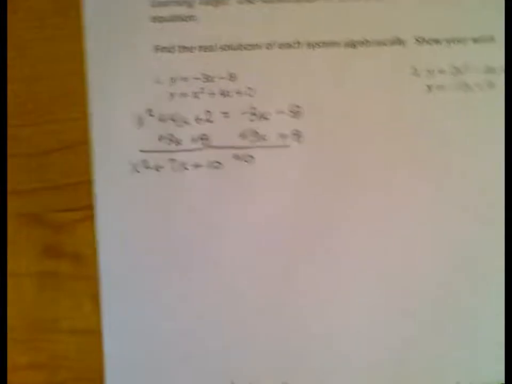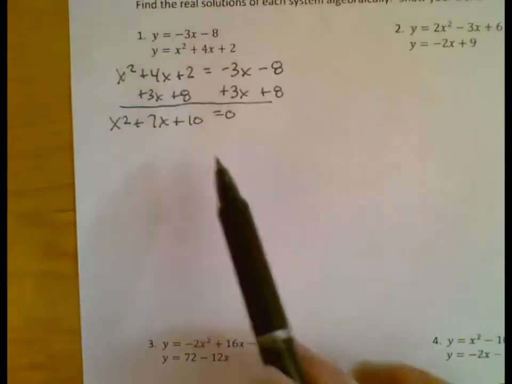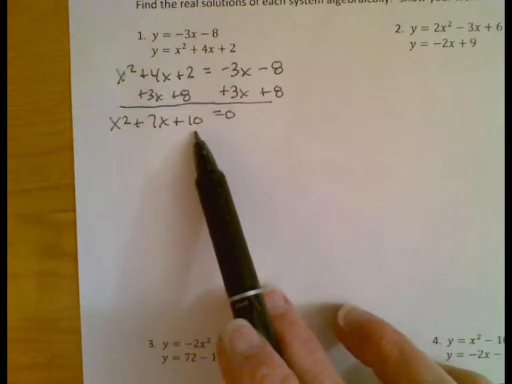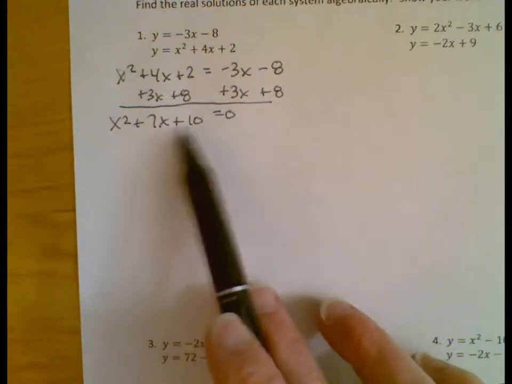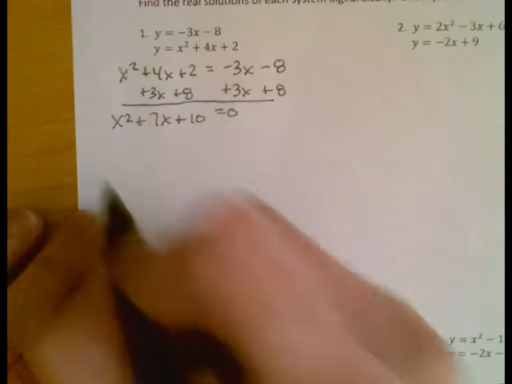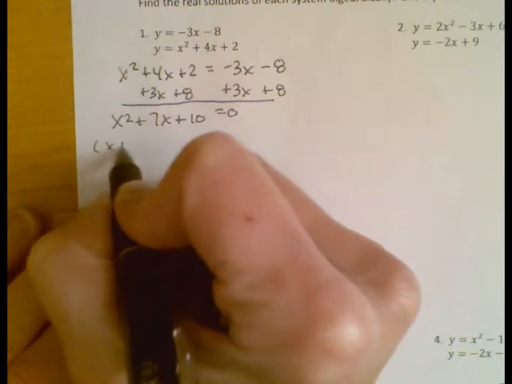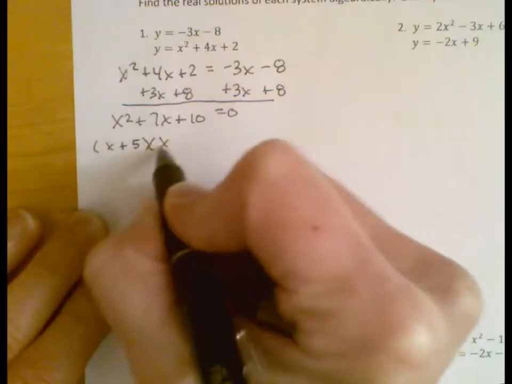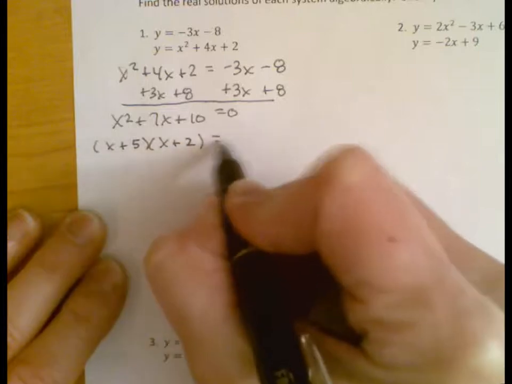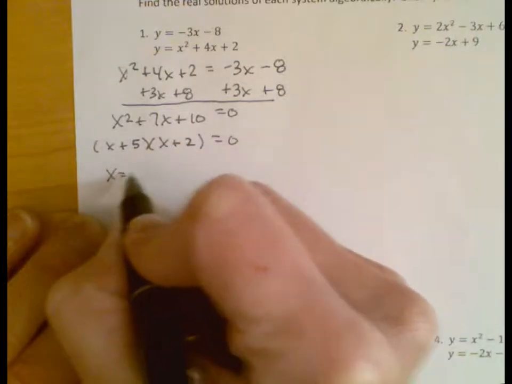But I think I'm going to factor this one because 2 numbers multiply to 10 and add to 7. I know kind of what that is already. So I'm going to factor it down. And then I'm going to solve for x.